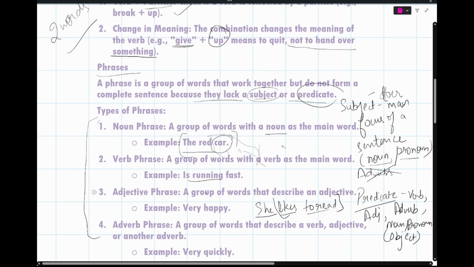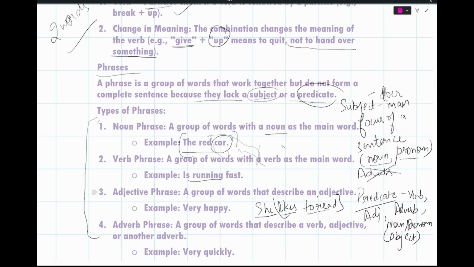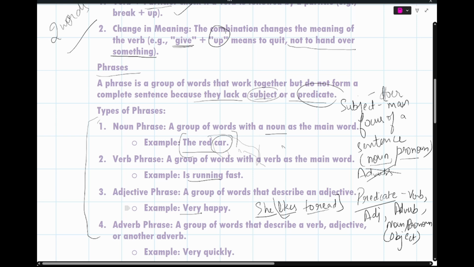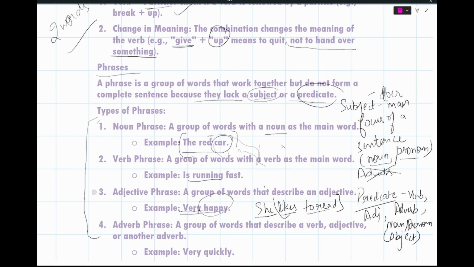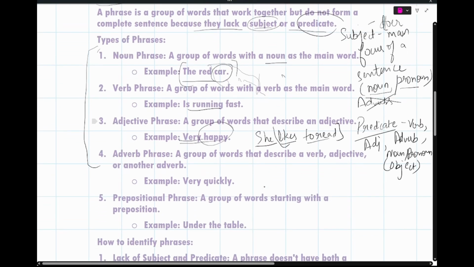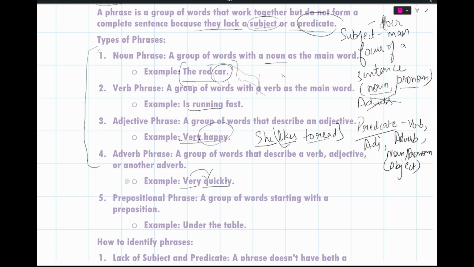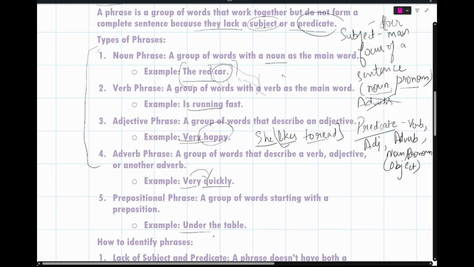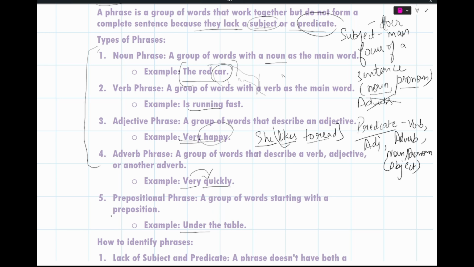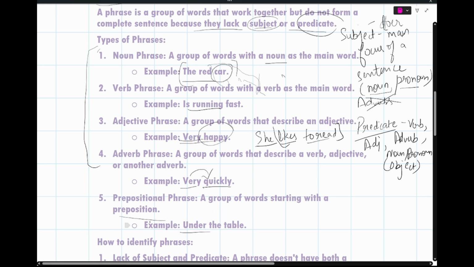Then the adjective phrase, a group of words that describe an adjective: very happy, so happy. Here the adjective is the main focus. Then there is the adverb phrase. Quickly is an adverb, and then very quickly, so it's an adverb describing another adverb. Then there is a prepositional phrase, where you tell the position of something. Under is the preposition, and that is the word the phrase starts with: under the table.